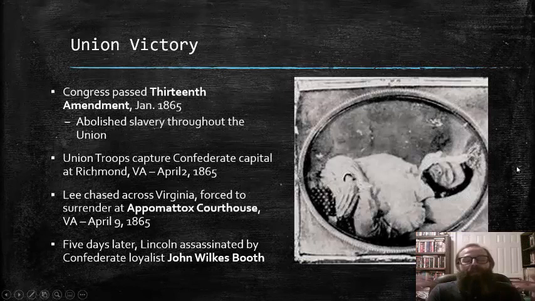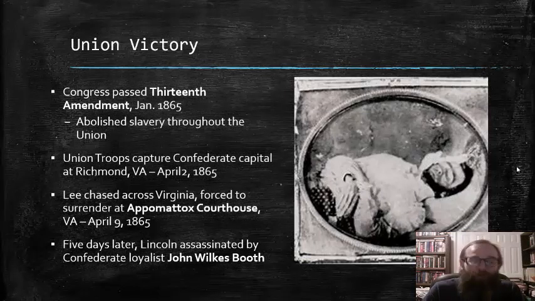After Grant's victories in Virginia in 1864 and Sherman's victories in Georgia and the Carolinas also in 1864, Union victory was all but assured by that point. In January of 1865, Congress passed the 13th Amendment to the Constitution, which officially abolished slavery throughout the Union. In April of 1865, Union troops captured the Confederate capital at Richmond, Virginia, and Grant's armies chased Lee all the way across Virginia, where he was ultimately forced to surrender on April 9th, 1865 at Appomattox Courthouse in Virginia.